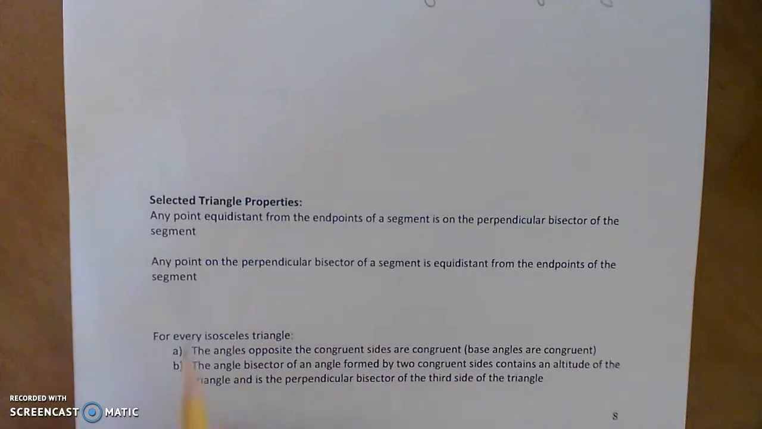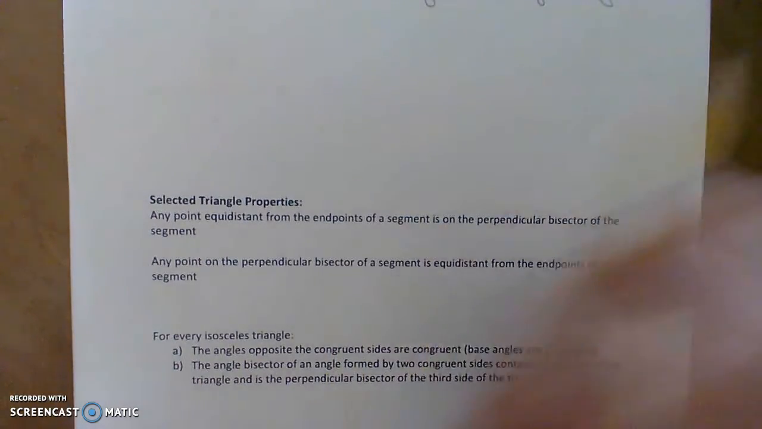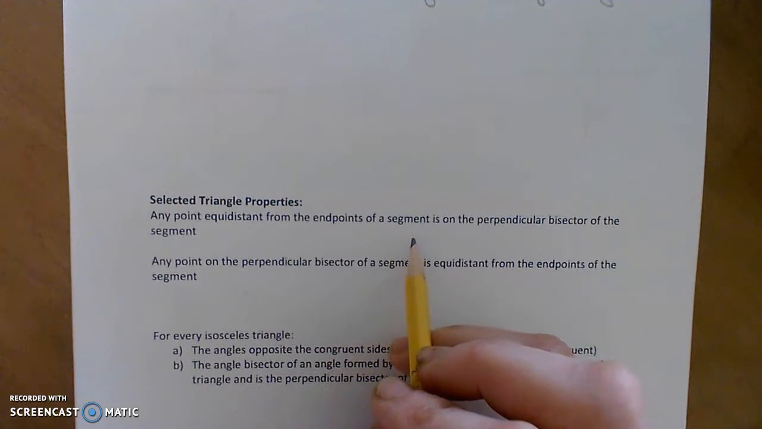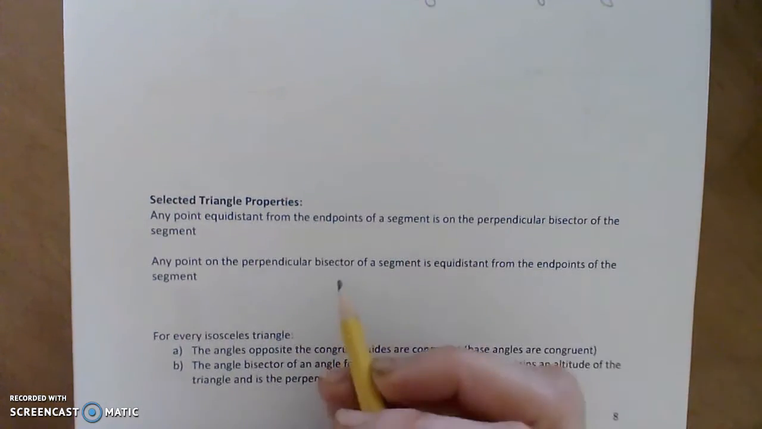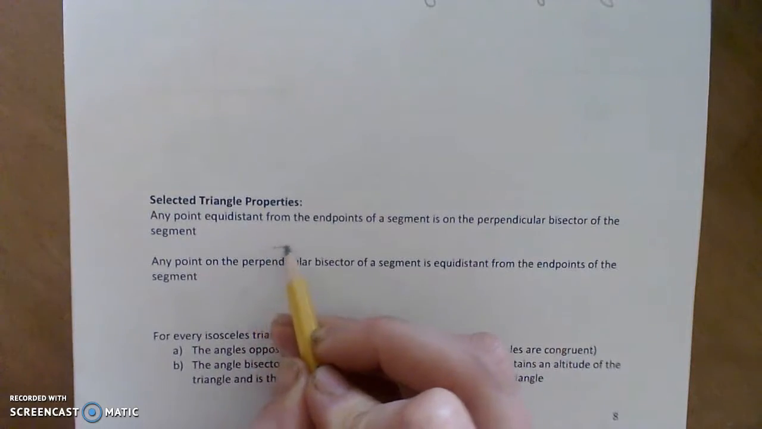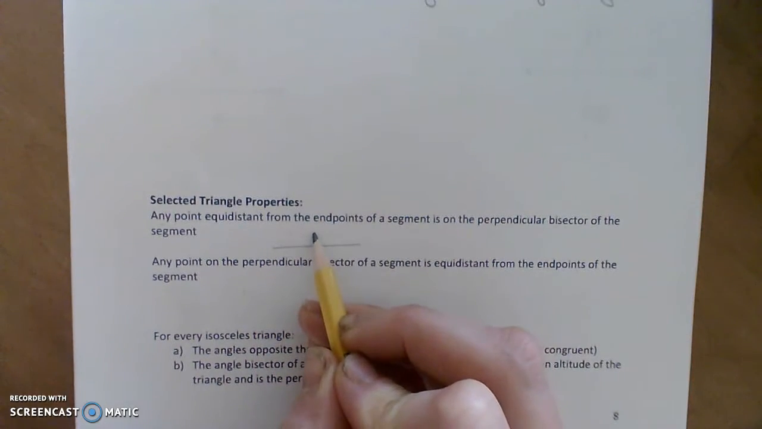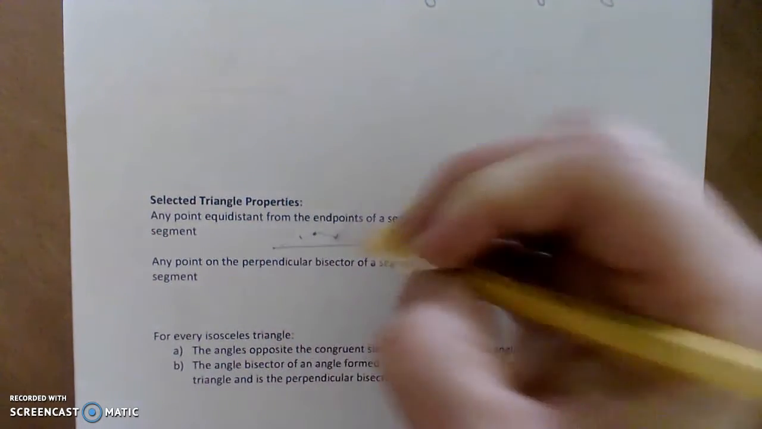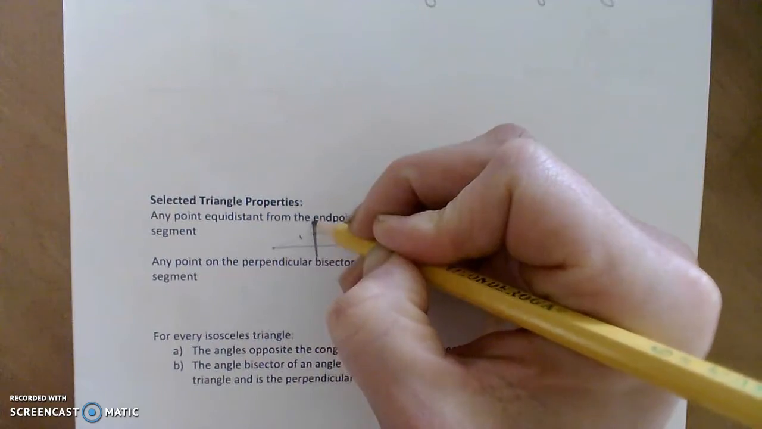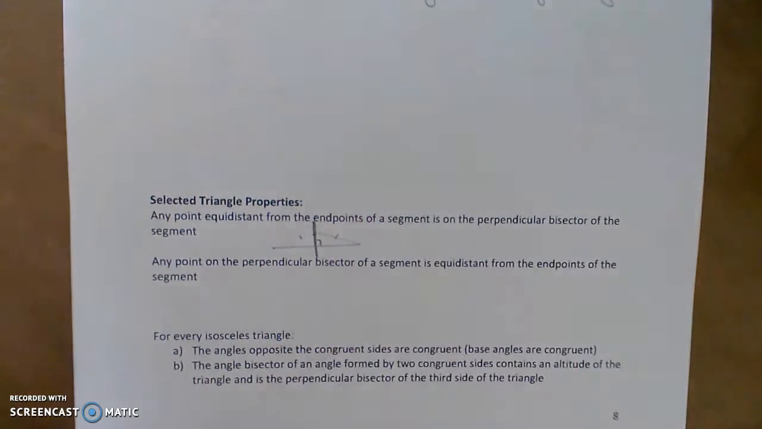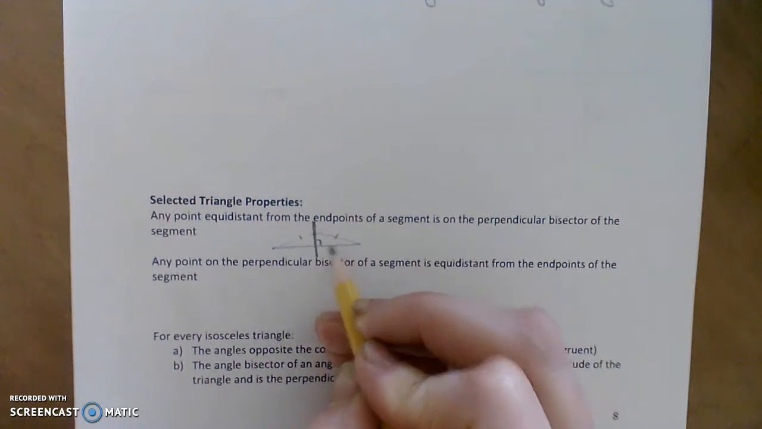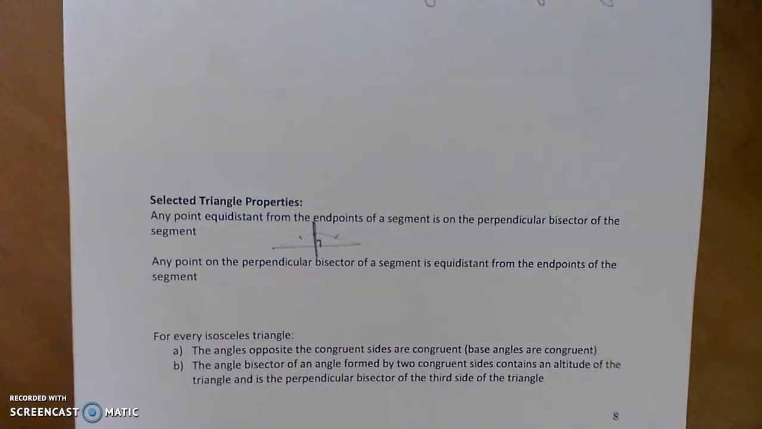All right, so now let's go through a few selected triangle properties. First, any point that's equidistant from the endpoints of a segment is on the perpendicular bisector of the segment. So what that means is you're given a segment here. Suppose you have a point here that's the same distance from one endpoint as the other. That point happens to be on what's called the perpendicular bisector. Perpendicular bisector is a segment that bisects your given segment at a 90-degree angle.